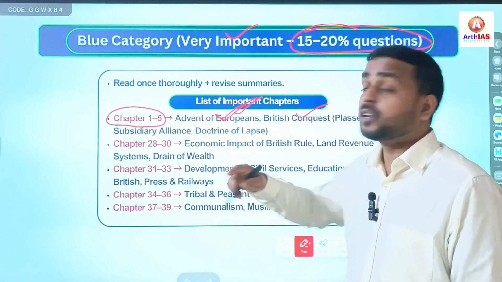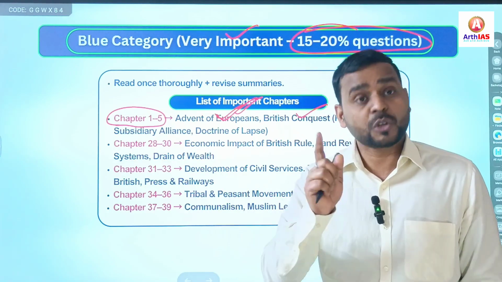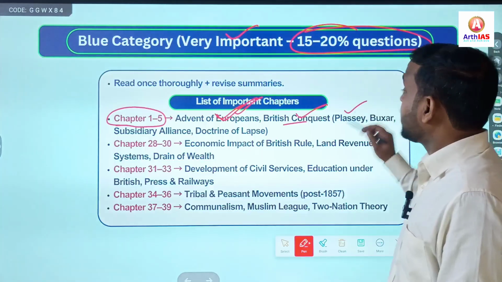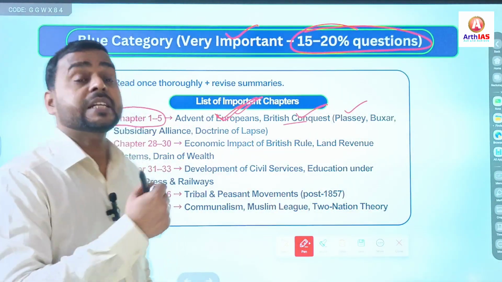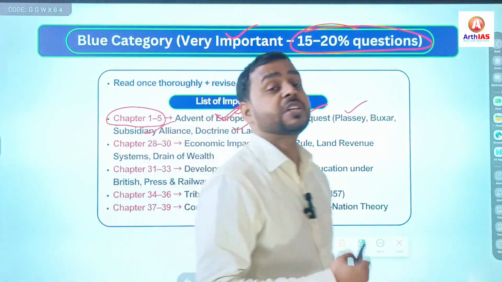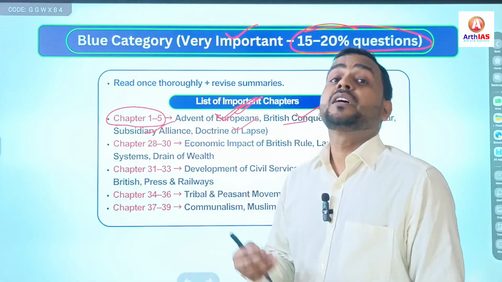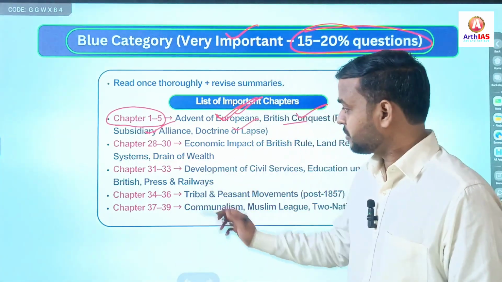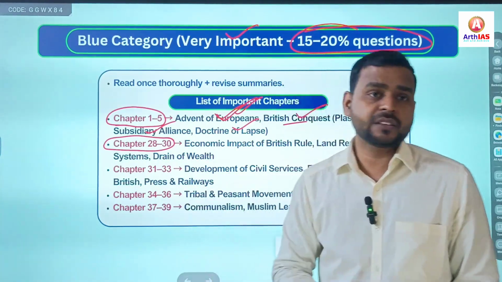So the advent of all the Europeans, starting from the Portuguese, right? British conquests and certain wars like the Battle of Plassey, Battle of Buxar, right? Certain alliances, certain doctrines, subsidiary alliance, doctrine of lapse, right? And other reforms too. Clear? Then comes chapter 28, 29 and 30.